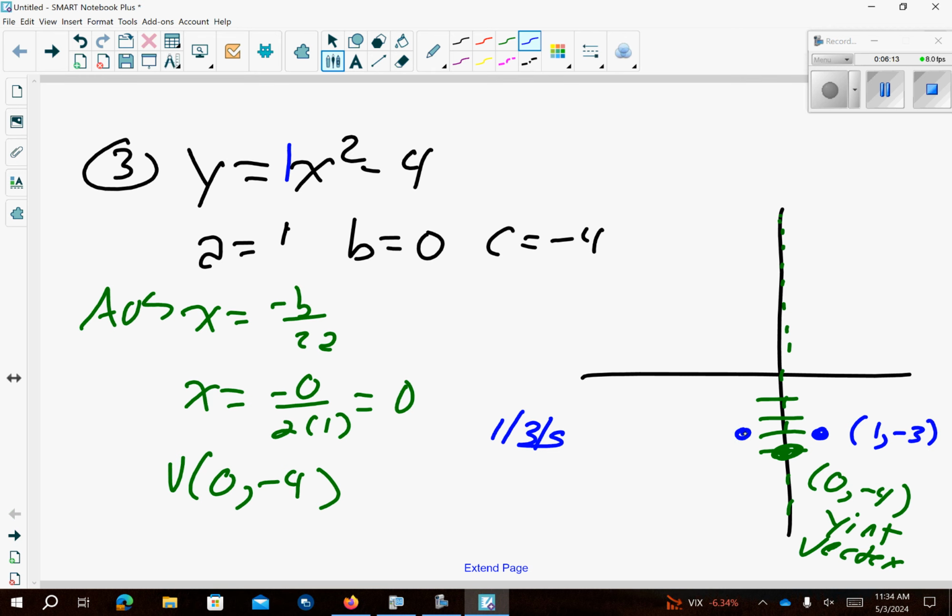Left 1, up 1. That's going to take me to -1, -3. Right 1, up 3. Takes me here and here. So that's going to take me to 2, comma, 0 and to -2, comma, 0. So here's our parabola.